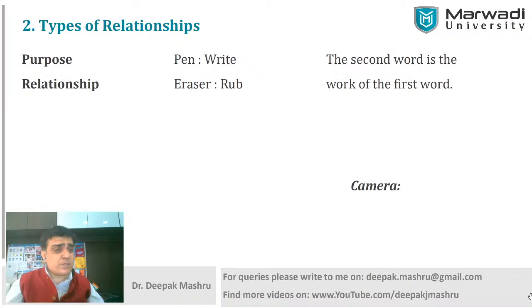Purpose and relationship, right? One word talks about the purpose of the other word. For example, pen. The purpose of a pen is to write. The purpose of an eraser is to rub, right? What is the purpose of a camera then?